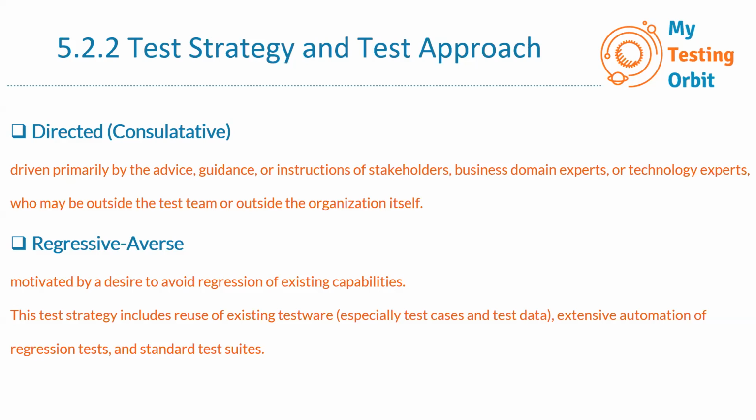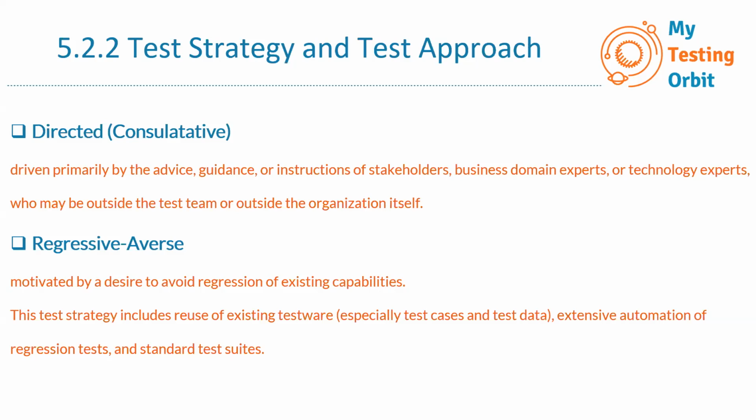The next one is regression-averse. This type of test strategy is motivated by a desire to avoid regression of existing capabilities. It doesn't mean that we are avoiding the regression itself. Regression is an important activity, but this strategy states that whenever anything leads to regression, we try to reduce the risks that come with that regression activity.